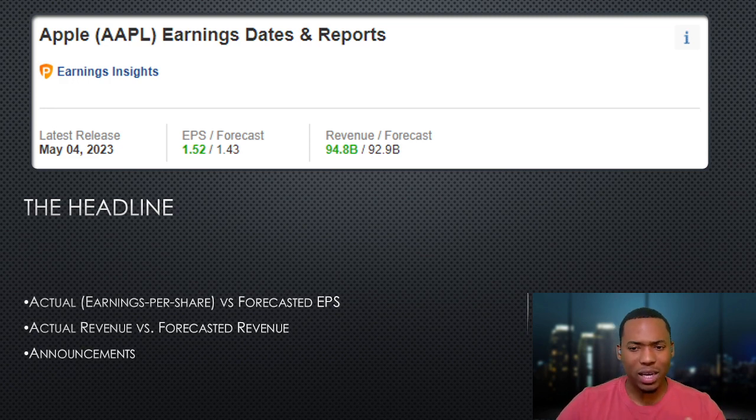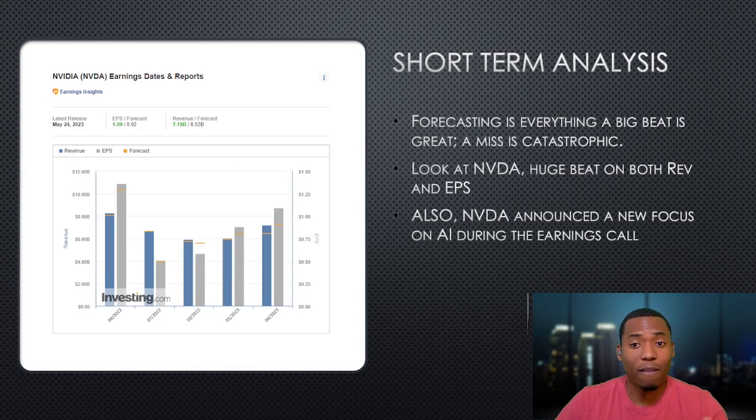As I said before, those announcements are also a piece of the puzzle, but they're not as big of a deal as the other two because, again, you can see those very clearly. Short-term analysis for traders, forecasting is everything. You know, a big beat is great. A big miss can be catastrophic for an equity.